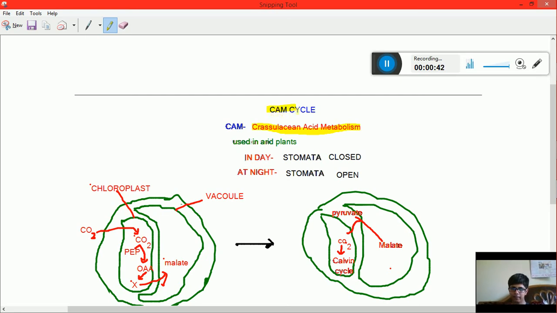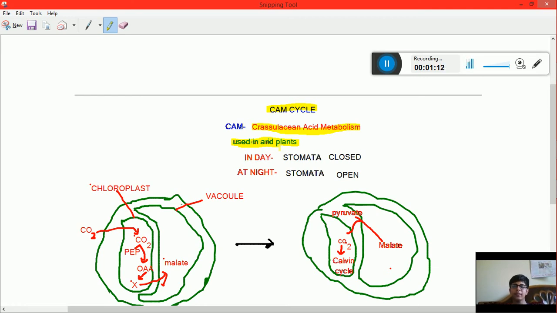So, the CAM cycle. Where is the CAM cycle used? Many questions may arise in your minds. Basically, the CAM cycle is used in arid plants. Now why can't they adopt the C3 cycle? Generally most plants on the earth adopt the C3 cycle because it is the easiest pathway to follow. So why don't they adopt the C3 cycle and why do they adopt the CAM cycle? The reason is that arid plants want to avoid wastage of water.